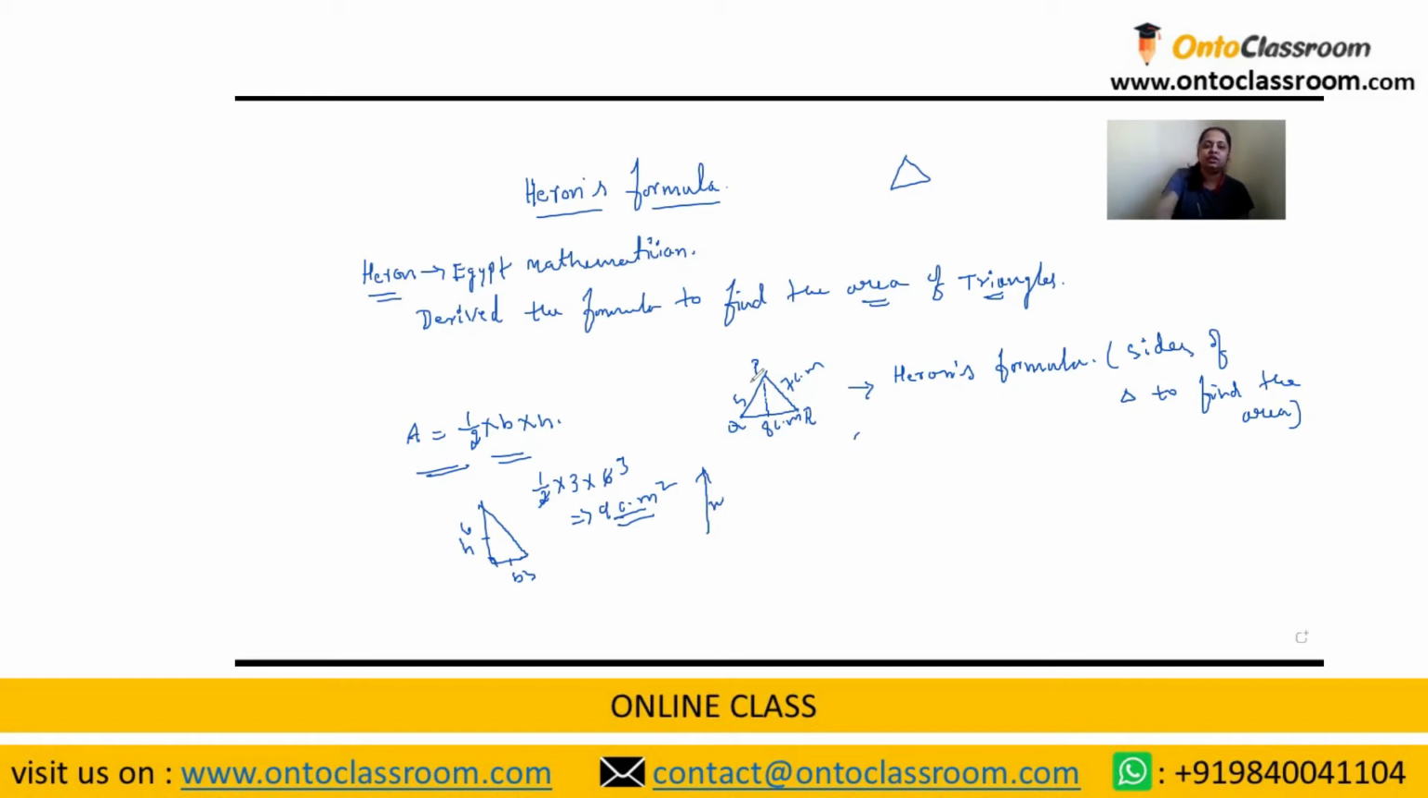And you already got it now, why it is called Heron's formula? Because the scientist who derived the formula is Heron, that's why it is called Heron's formula. This formula is used to find the area of a triangle.